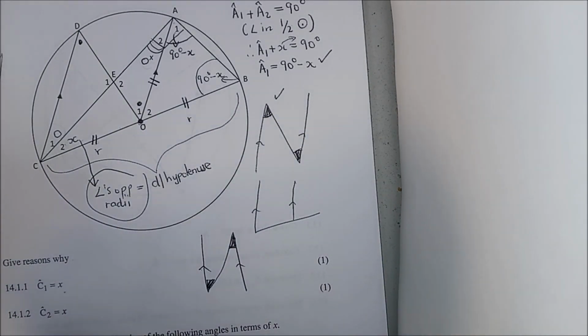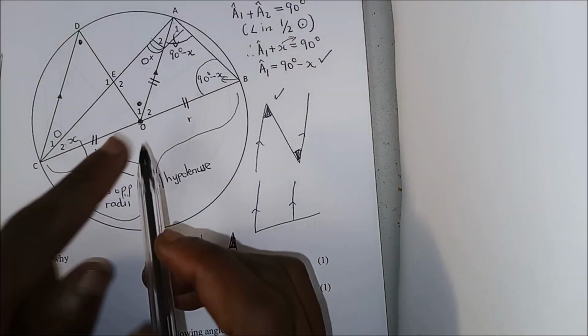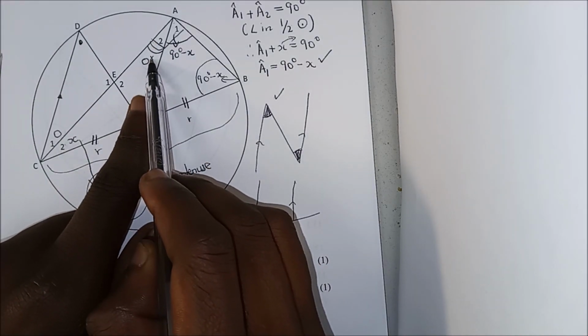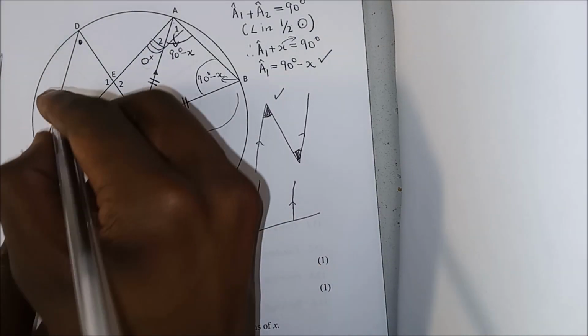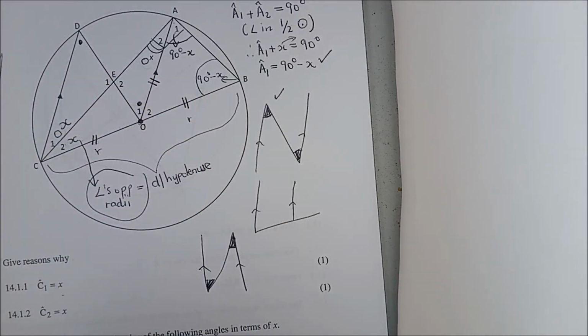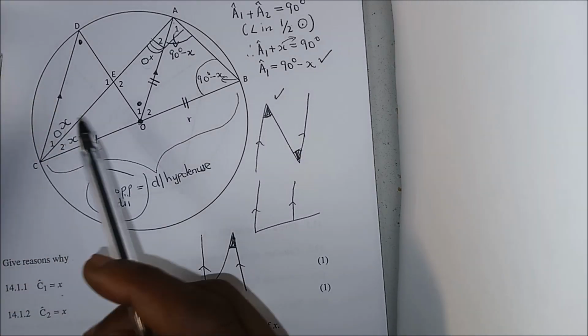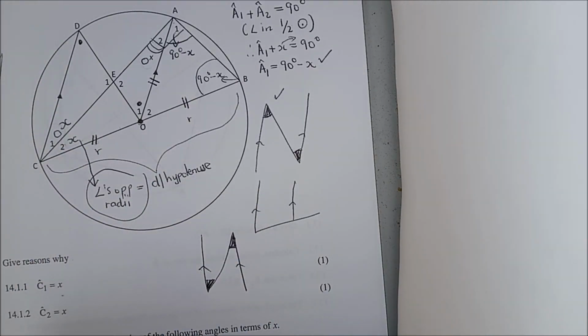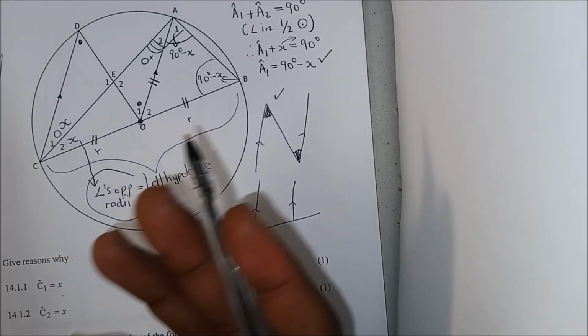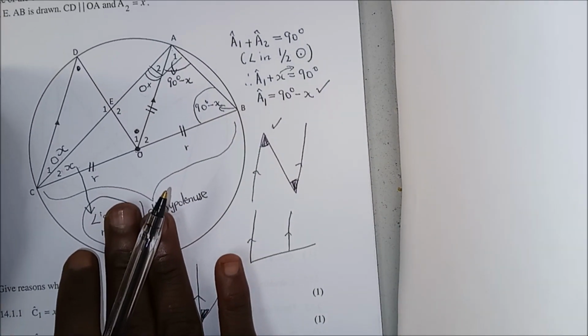Now we see any information that we can find on this. But notice something. A2 was x. So if A2 was x, what will be C1? It will also be x. And then what will be the reason? The reason will be alternate angles because of the Z. Alternate angles. So now you ask yourself questions. How will you find any of the angles here? I don't know if you can see that theorem.